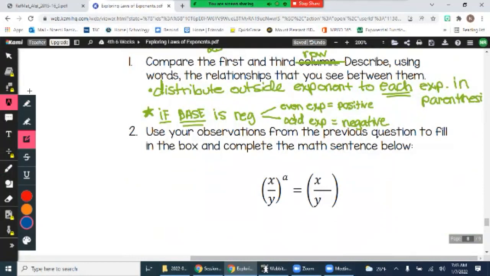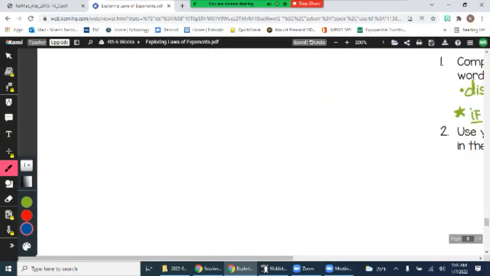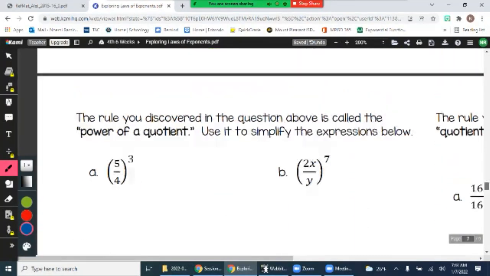Remember, every base needs an exponent. So I'm going to put a little 1 here on the X, 1 on the Y, and you're taking that outside exponent and distributing, or multiplying, it by each exponent inside. Okay. All right, so let's see a few examples.